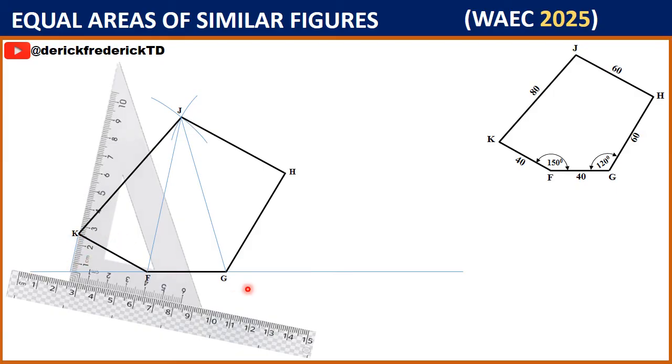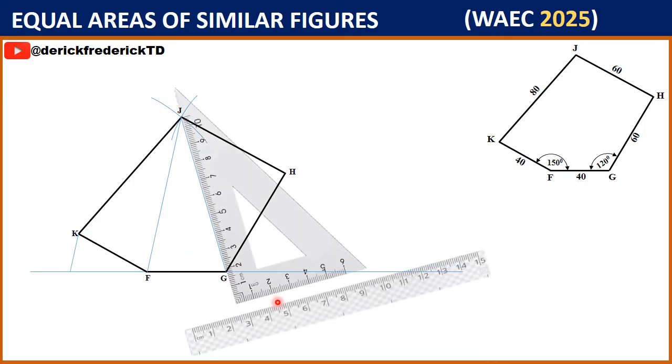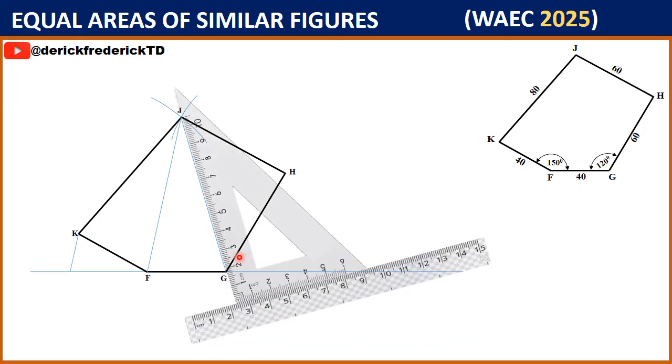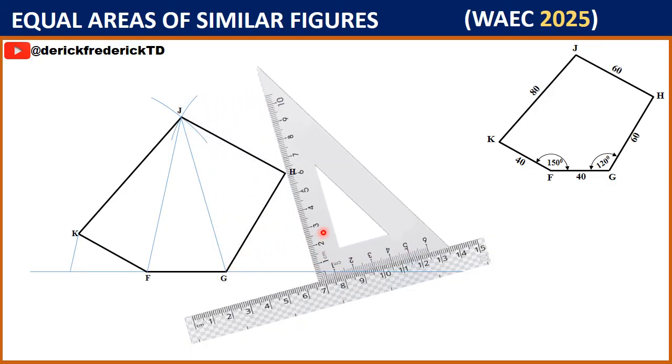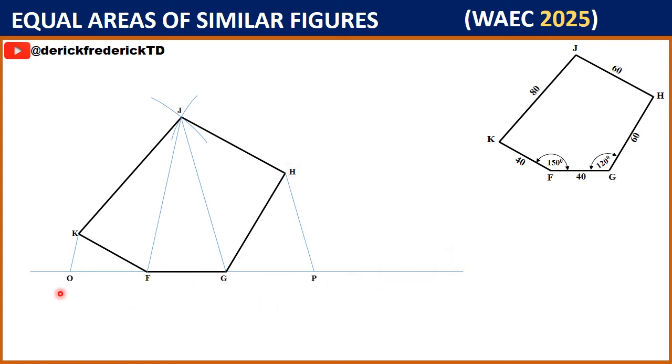So make sure you transfer very well. Align your set square with this line JG. Support with your ruler and transfer to this point H and draw a thin line down to touch this horizontal line. Now call both points O and P. Now you see these points O, P, J will form a triangle of the same area as this polygon.